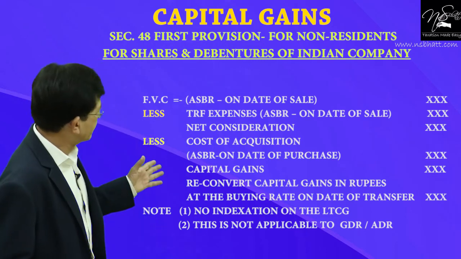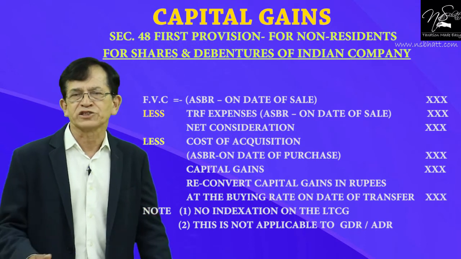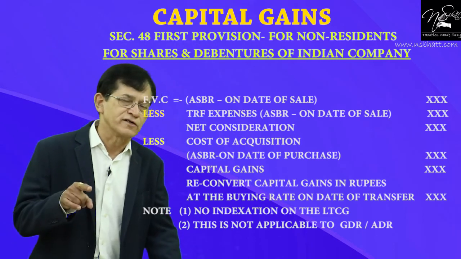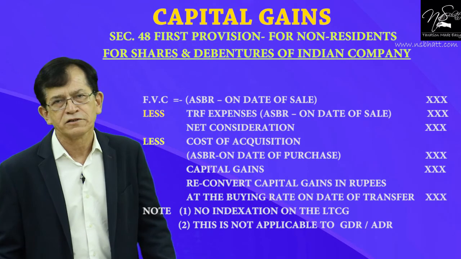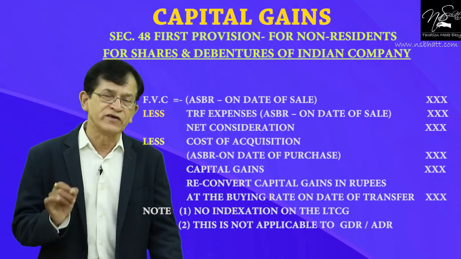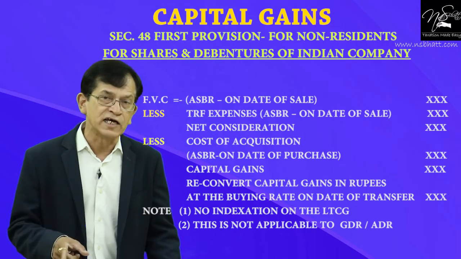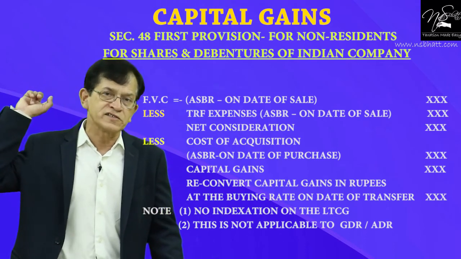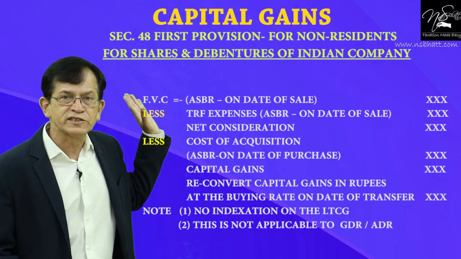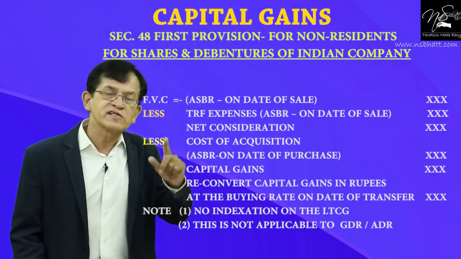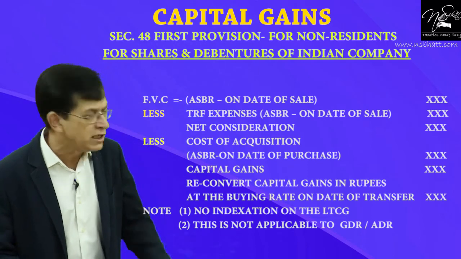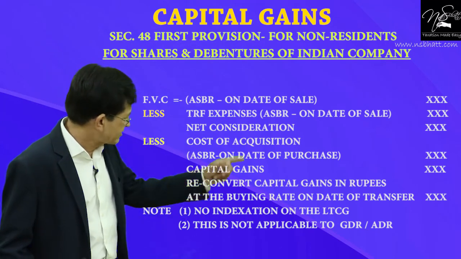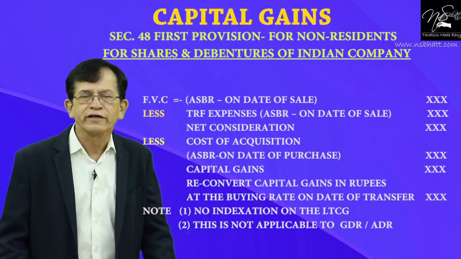And as usual, I should minus the cost of the asset, of the shares. When I have to take the cost, now comes the question, what rate should I take? Again, I will take the average telegraphic transfer rate of buying and selling, but not as on the date of transfer, no, as on the date on which it was purchased. Whenever you purchased that share or debentures, take the buying and selling rates of that day, calculate the average, and convert your cost into US dollars. Come back, minus that cost, and you will get your capital gains.